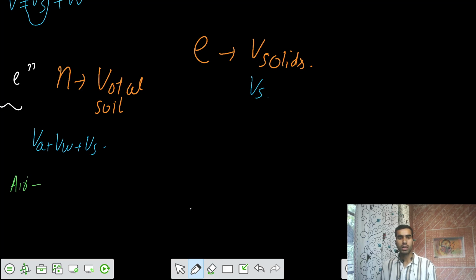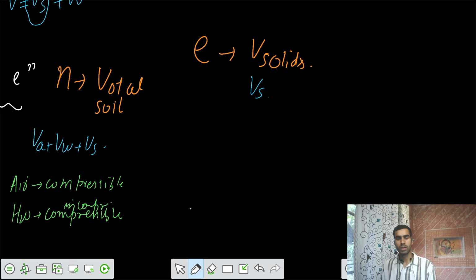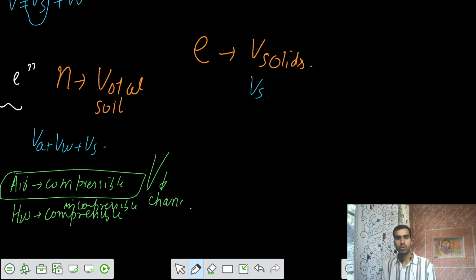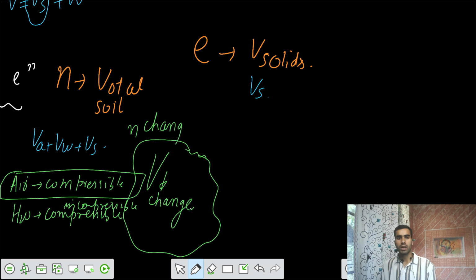Air is compressible, so we can decrease the voids of air and reduce the volume of air. Water we can treat as incompressible. But if there is air, your total volume is going to change. If the total volume changes, then the value of n also changes. As V changes, n is also going to change.